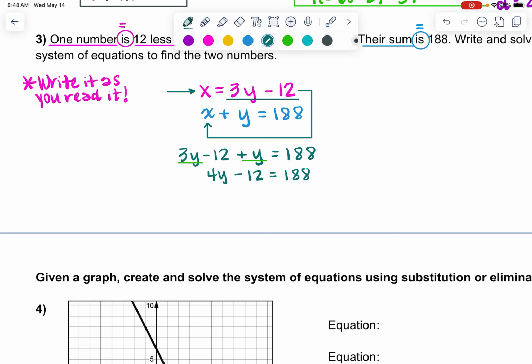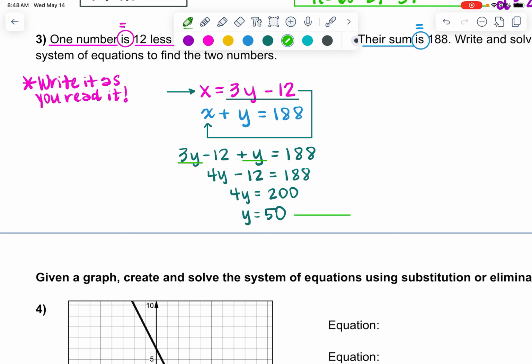So we clearly need to add the 12 to the other side, which is going to give us 200. And then we need to divide by 4, which is going to give us 50. So y equals 50. Now, of course, I still need to solve for x.